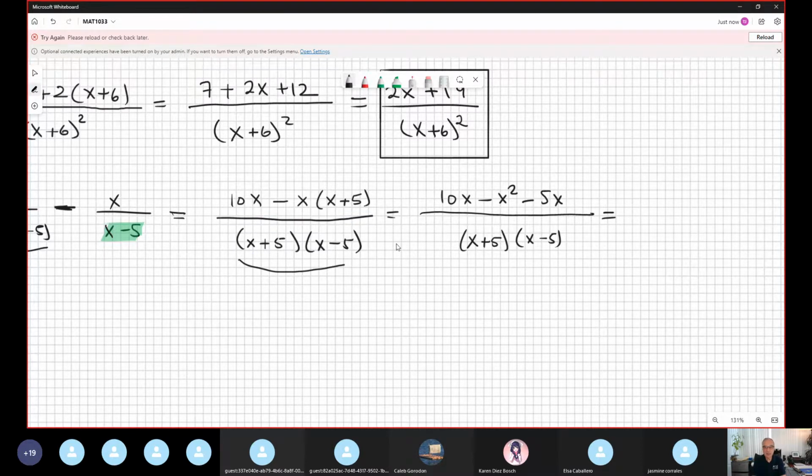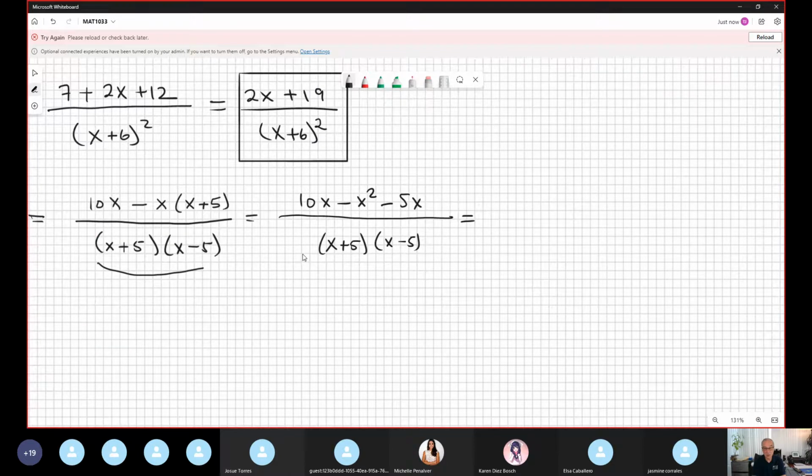Let me try to organize a little bit. Well, no, organize no, we combine like terms, no? Entonces, 10 minus 5 is 5. 5x, 10 minus 5, 5 positive, minus x squared, over x plus 5 and x minus 5. And we continue doing something?